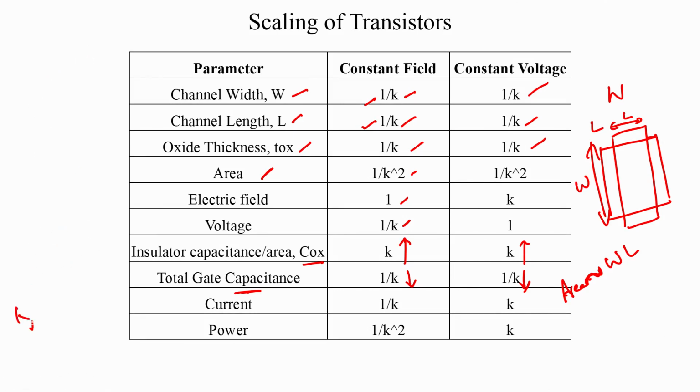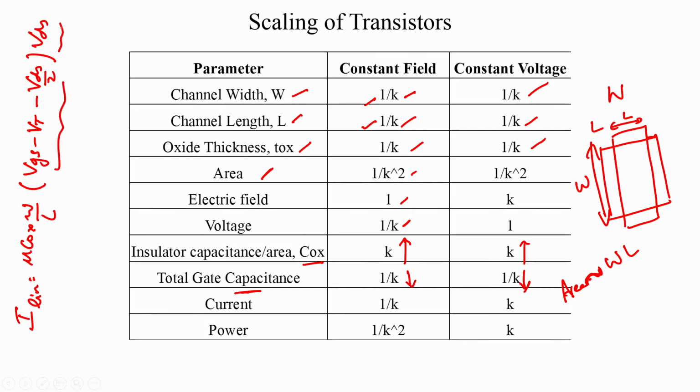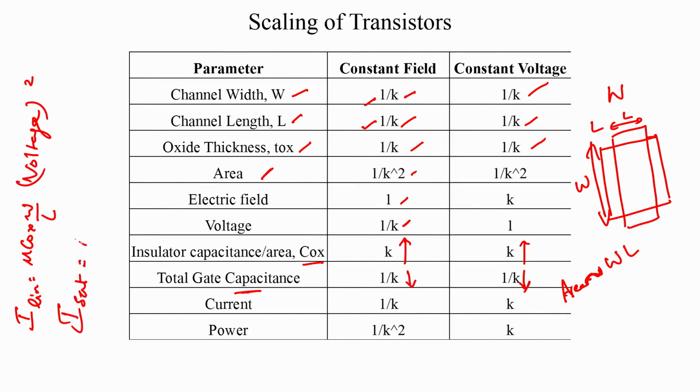So, in the case of linear, the current is mu Cox W over L into (VGS minus VT minus VDS by 2) into VDS. So, you can see that there is a voltage into voltage term, a V square term, a voltage square dependence. And in saturation, of course, it's mu Cox W over L by 2 into (Vgs minus Vt) the whole square. So, again it is a voltage square dependence.